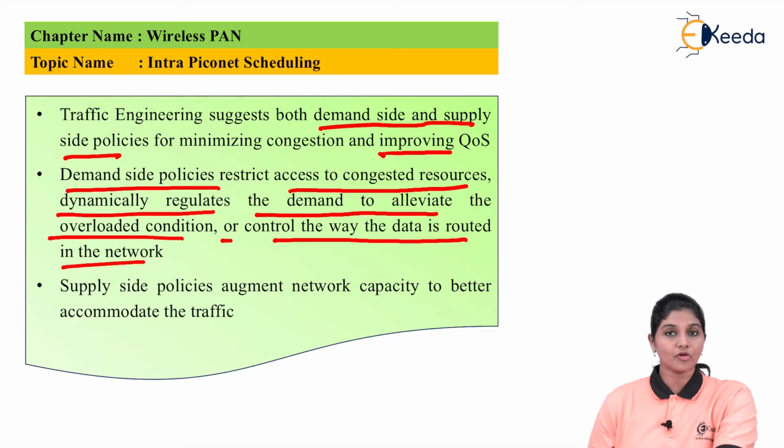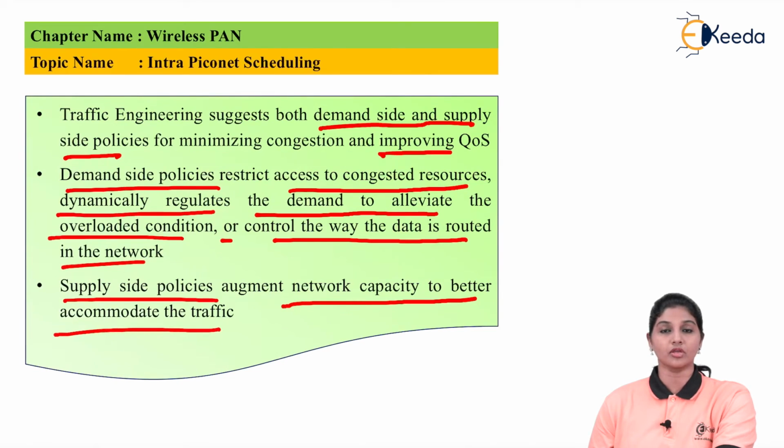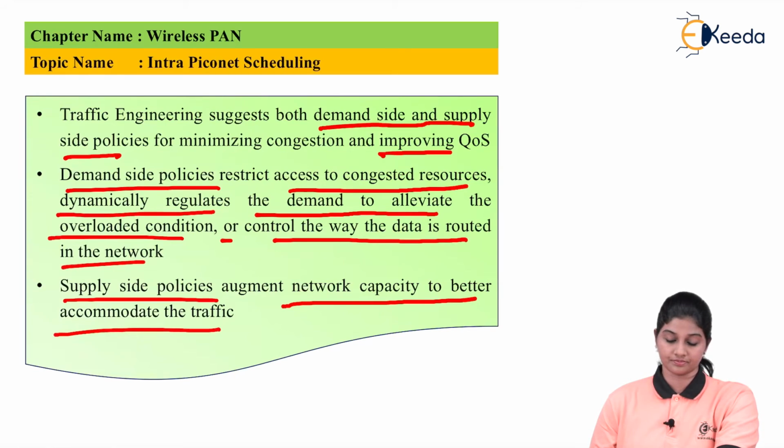Now the second type of policy is the supply side policy, and supply side policies basically deal with the network capacity to better accommodate the traffic. So depending upon what type of traffic the network receives, accordingly the capacity of the network is decided.